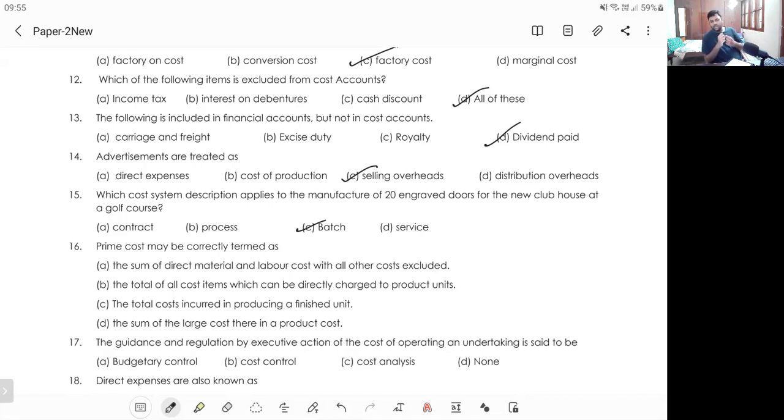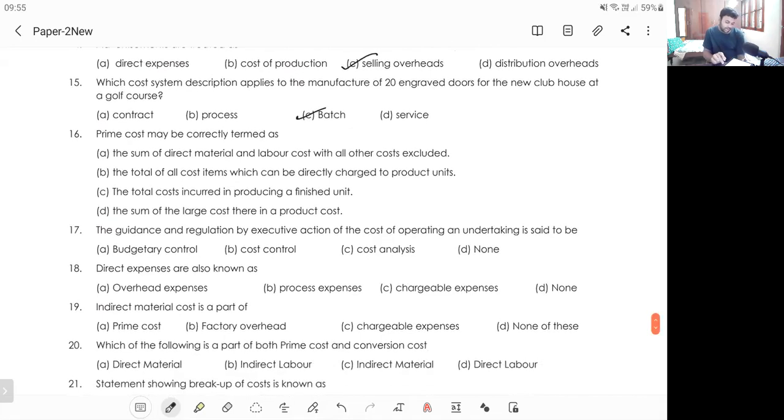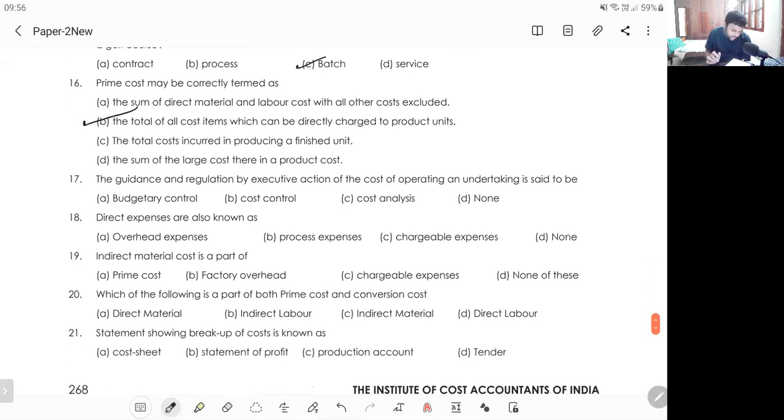Batch costing is nothing but job costing where the production is made in bulk in a predetermined manner. Hence, he is using job costing to define batch costing here. Next, prime cost may be correctly termed as the sum of all the direct material, direct labor, and direct expenses. That's nothing but the total cost items which can be directly charged. The guidance and regulations by executive action of the cost of operating an undertaking is said to be cost control.